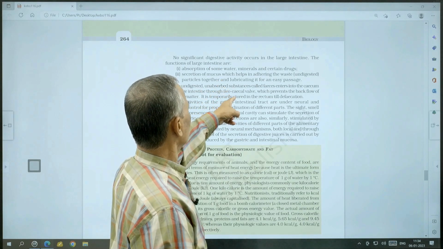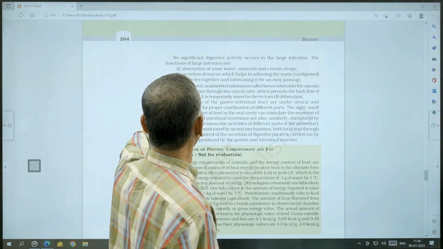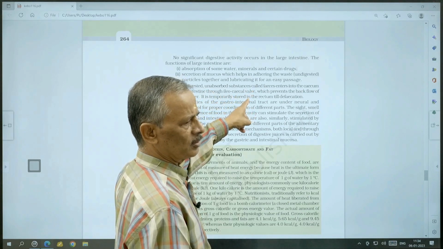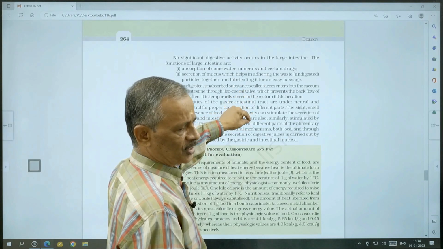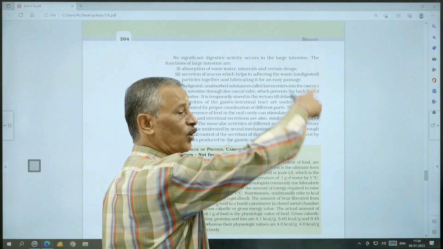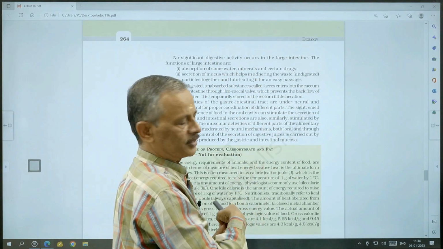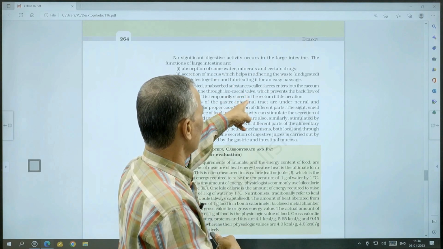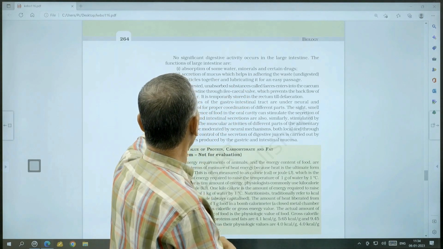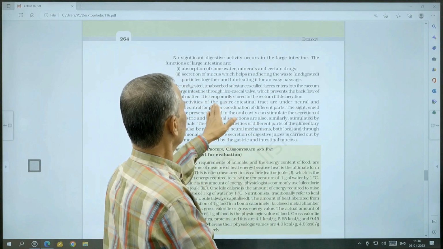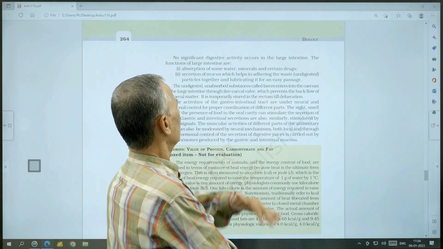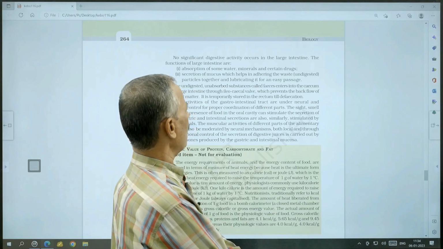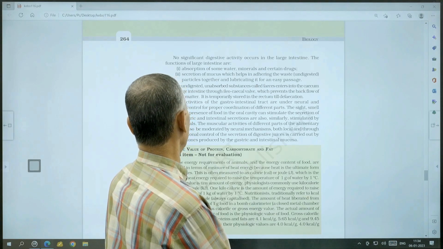Undigested and unabsorbed substances, called feces, enter the cecum in the large intestine through the ileocecal valve, which regulates the flow of material and also prevents the backflow of the feces to the small intestine. The ileocecal valve is a sphincter which prevents the backflow of fecal matter. It is temporarily stored in the rectum till defecation occurs. Sending out of fecal material is called defecation.